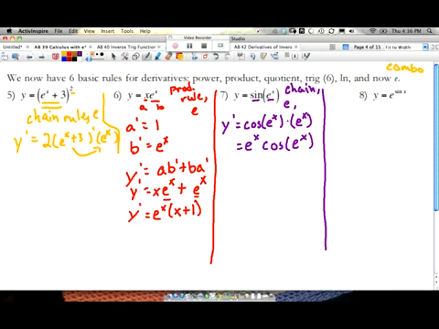Number 8, what color shall we do? How about not white? How about green? There we go.